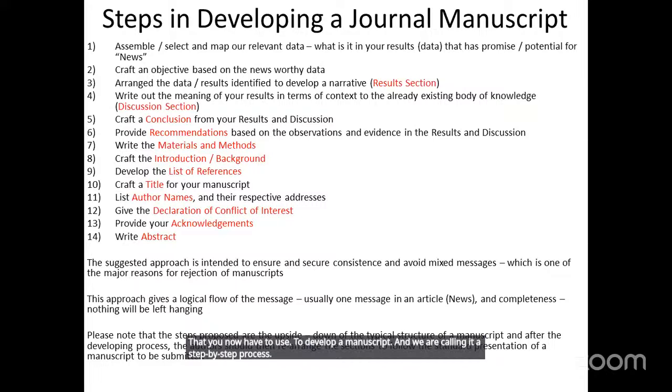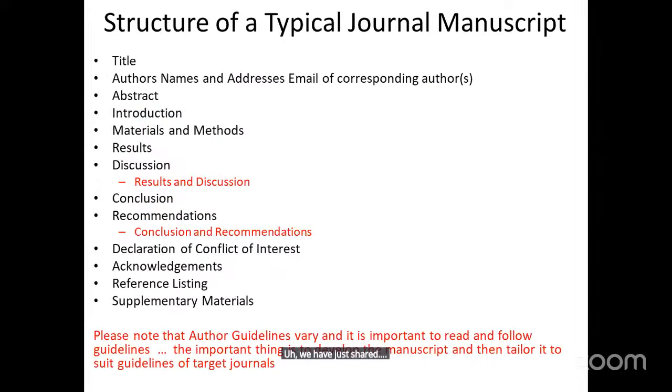We have just shared the standard template for journal manuscripts. And maybe before we leave the standard template, we would like to highlight that this is common for the biophysical sciences, the experimental sciences, and it is a less common structure and setup for the humanities, social sciences, life and physical.